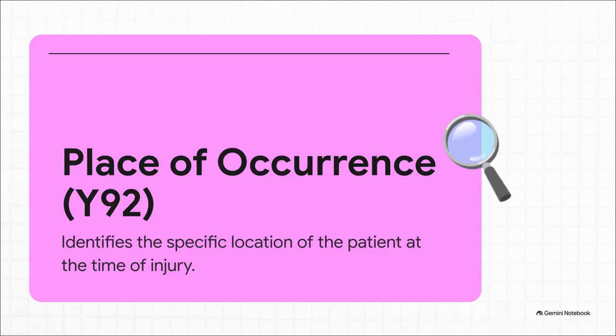Then, for Step 2, we bring in Category Y92, the place of occurrence. This locks in exactly where the patient was standing, driving, or working when the event happened. Were they at a single-family home, a local baseball field, or out on a public highway? You assign this immediately following your cause code to give real spatial context to the injury.